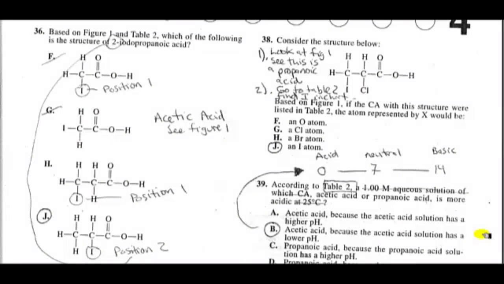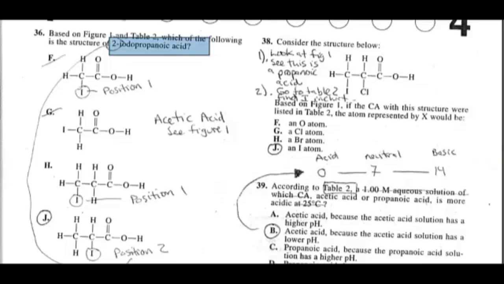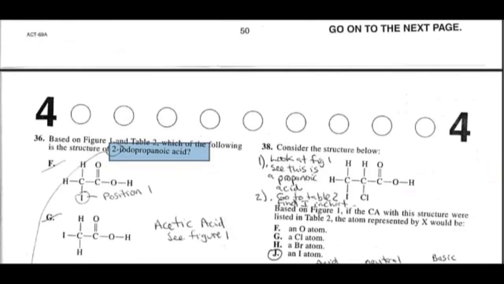Test 69A, Science Practice Problem number 36. Number 36 says, based on Figure 1 and Table 2, which of the following is the structure of 2-iodopropanoic acid? Here's what I did. First things first, we're looking for 2-iodopropanoic acid. If you look up here in Figure 1, you'll see the structure for propanoic acid. So let's scroll up there and take a quick look at it.